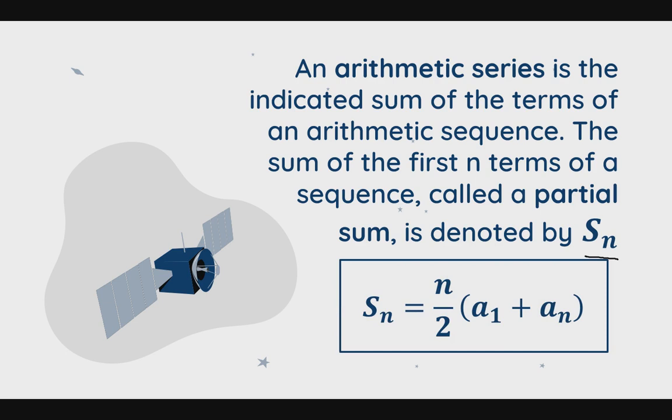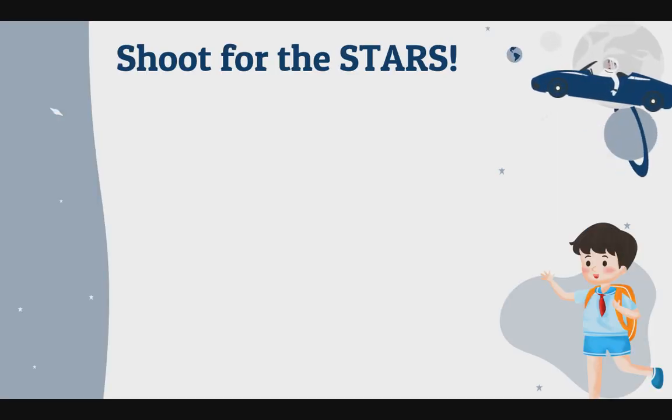So the formula is this one. S sub n is equal to n over 2 times the quantity a sub 1 plus a sub n. So a sub 1 is the first term, a sub n is the last term, n is the number of terms, and S sub n is the sum or the partial sum of the n terms. And this formula is only applicable if the last term, or a sub n, is known.